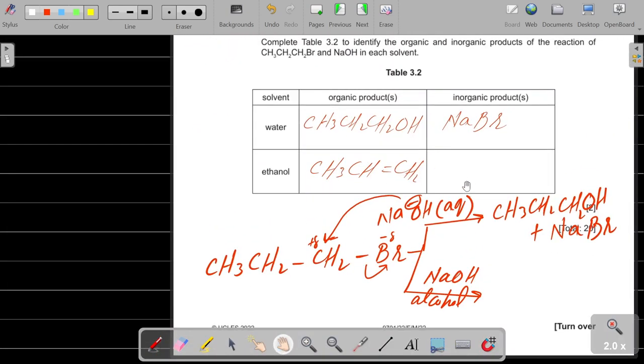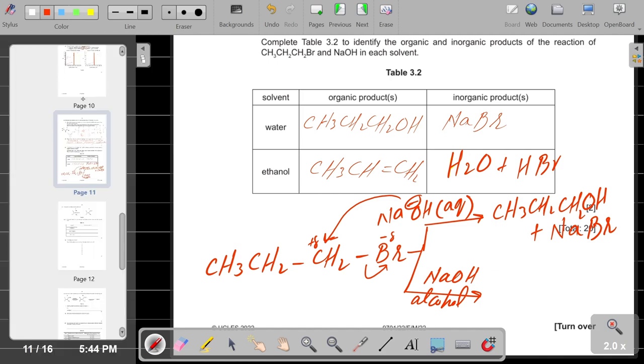So what are the inorganic products? You can say NaBr, HBr, even you can say water, H2O, because we're using NaOH, that is why I'm writing here NaOH. Even you can say HBr.